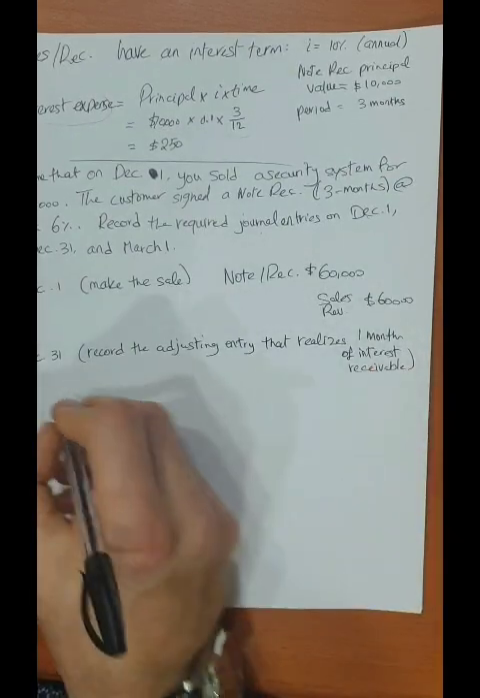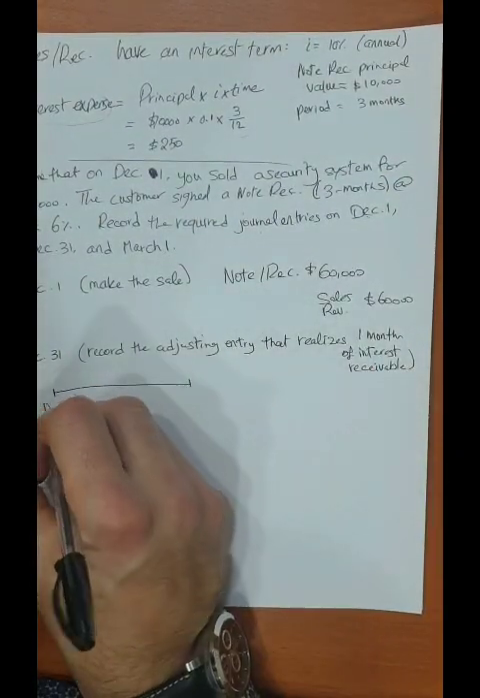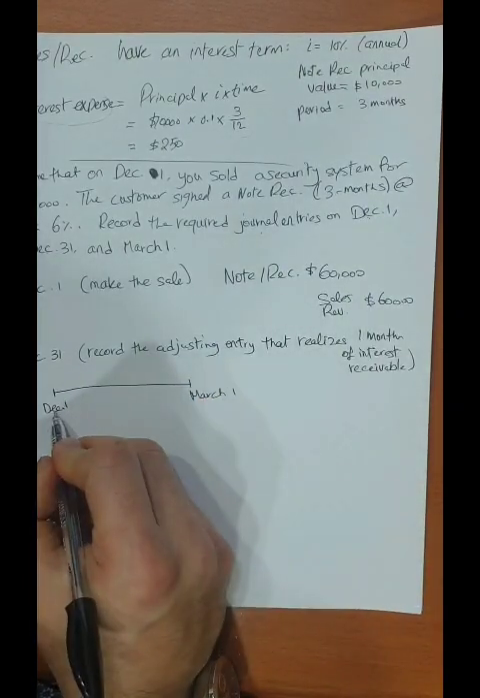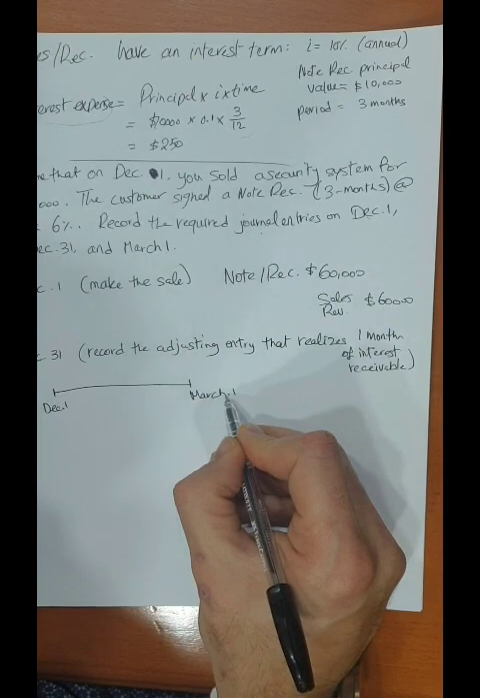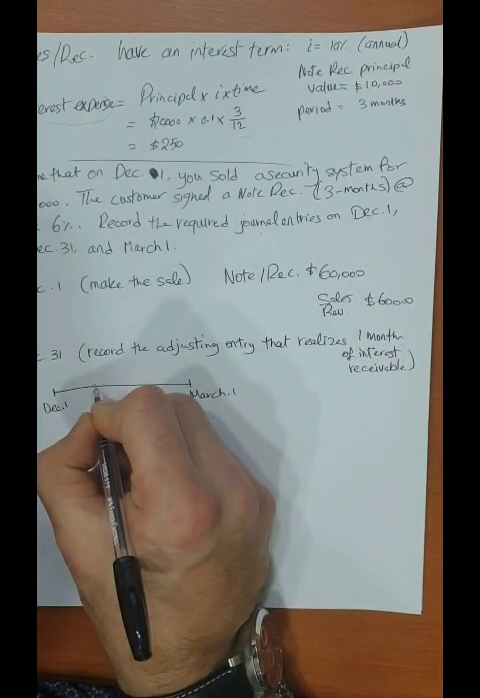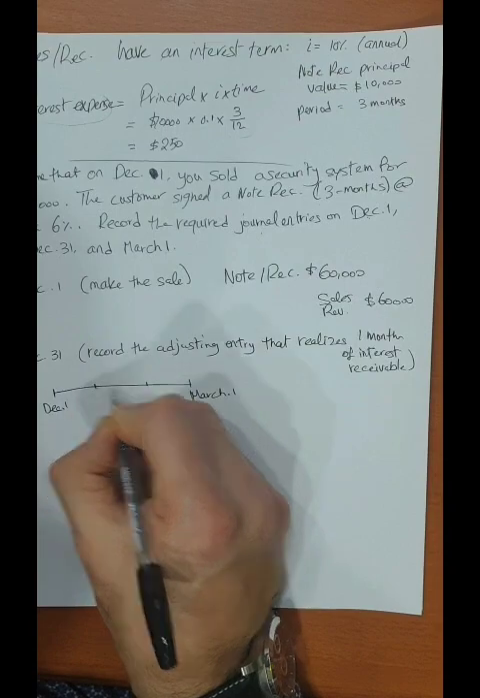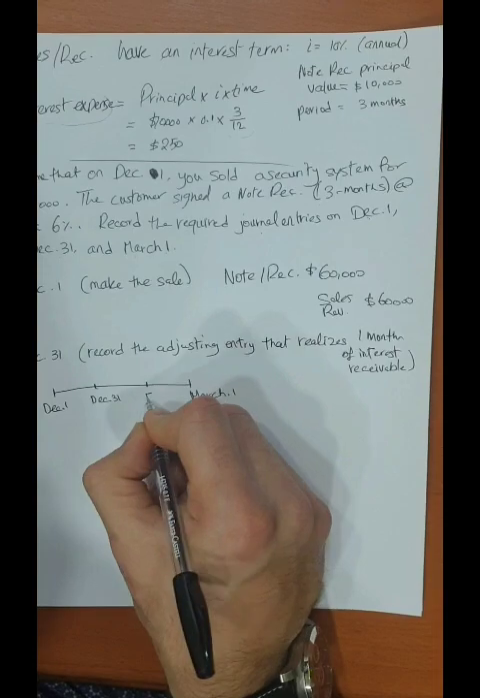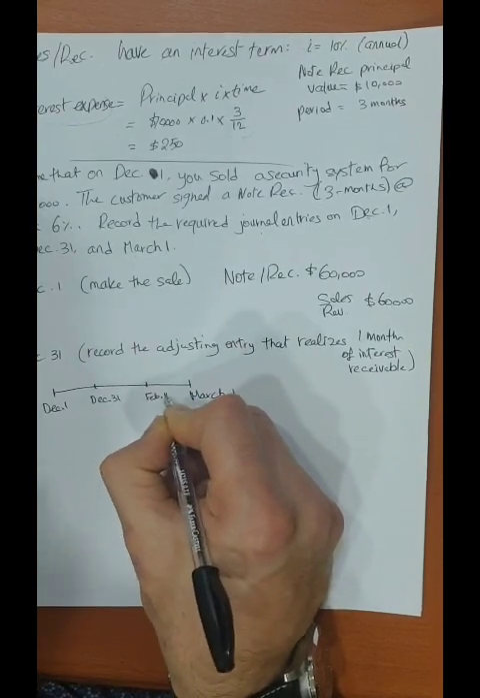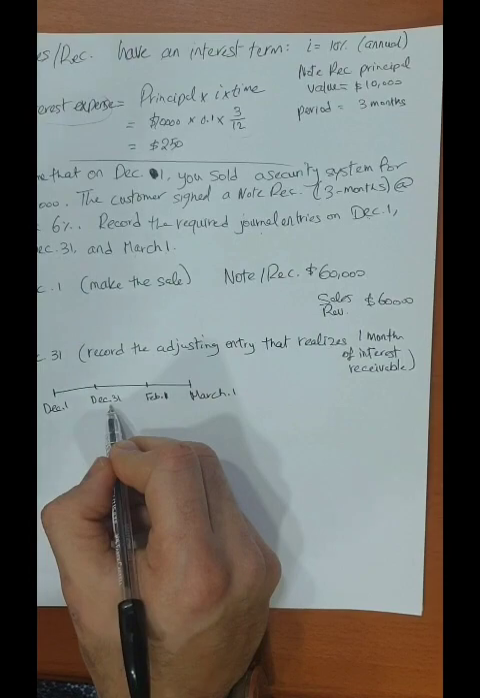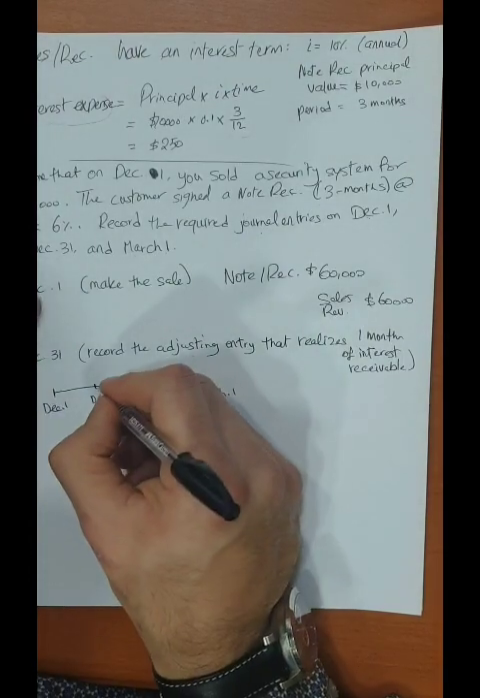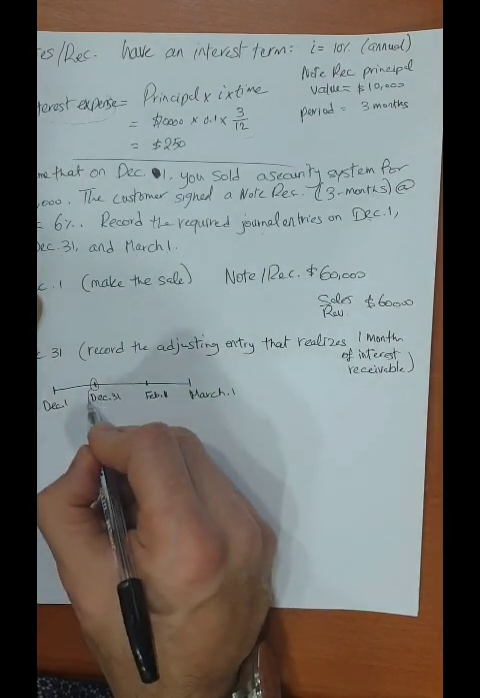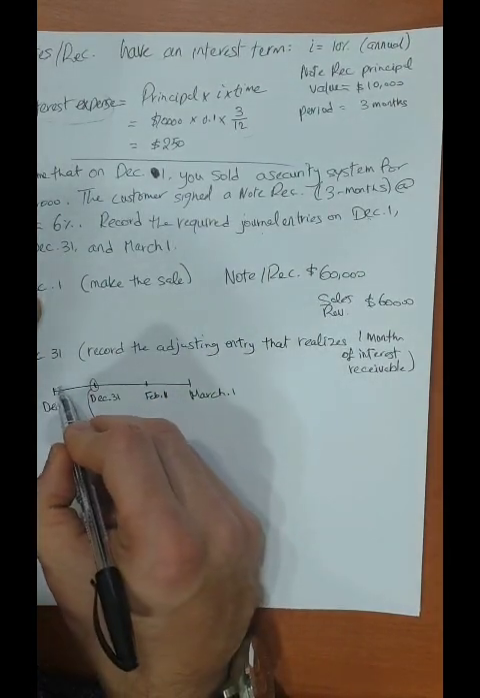So if you think about it, this is the timeline. This is December 1. This is March 1. This is where you made the sale. This is where you will receive the cash for the note receivable and the interest. You have two stops before March 1. December 31 and then Feb 1, let's say. Okay, so December 31 is like saying Jan 1, it's the same. But because we close our entries at the end of the year, we need to do the adjusting entry.